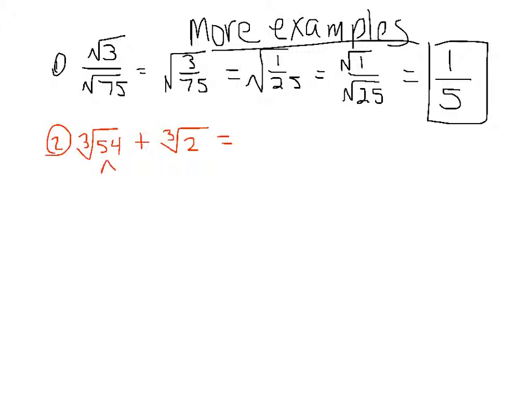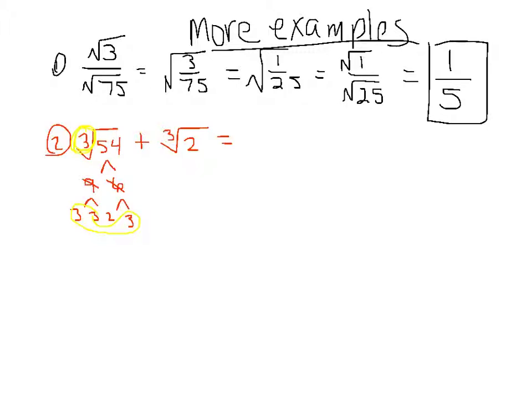So 54 breaks down to 9 times 6. 9 is 3 times 3. 6 is 2 times 3. Because this index is a 3, this tells me I want groups of 3. So I need 3 of the same number. In this situation, I happen to have three 3s. So this 3, that 3, and that 3. We have a group of three 3s, and so that's the number that's going to get to go out front.